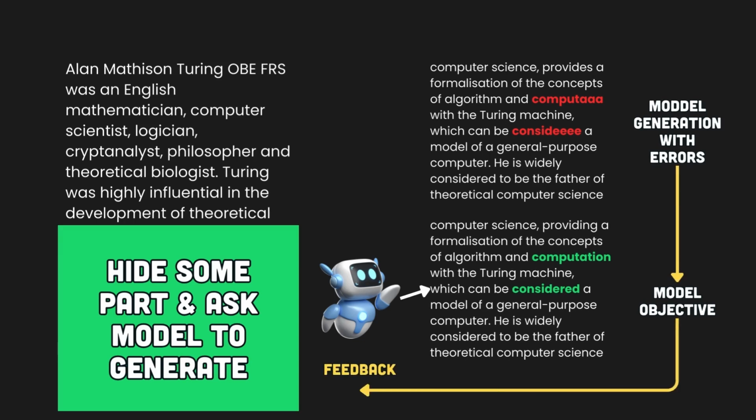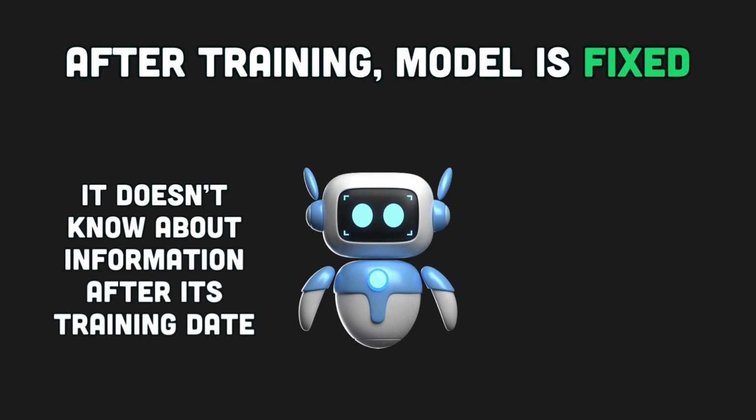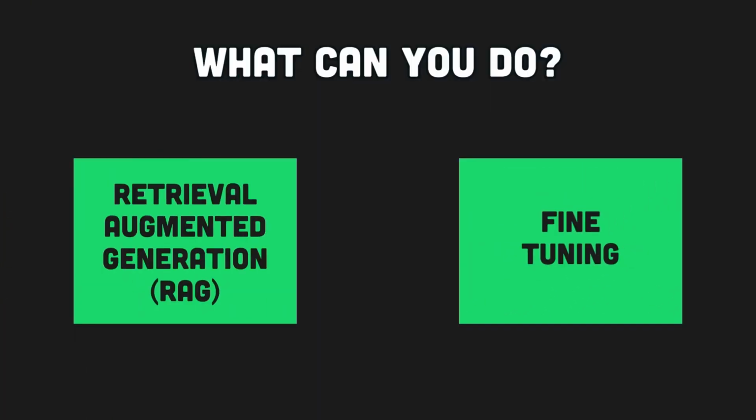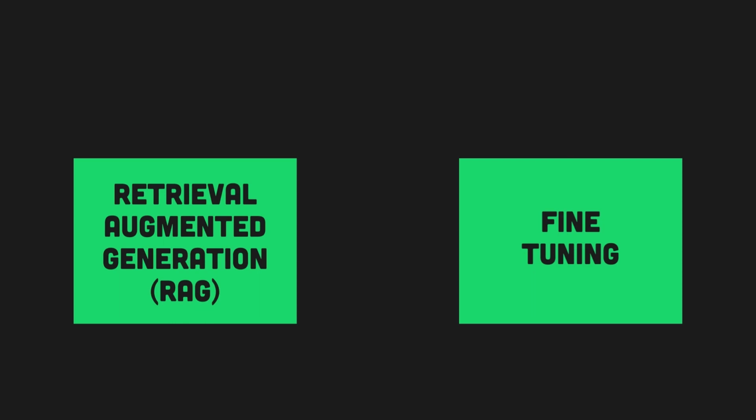That's cool, but once trained, the model's knowledge is fixed. It doesn't know about new information unseen during training. Also, the model might not perform great on some specific tasks. So, what can you do? There exist techniques to bypass those limitations. RAG and fine-tuning are two of them.